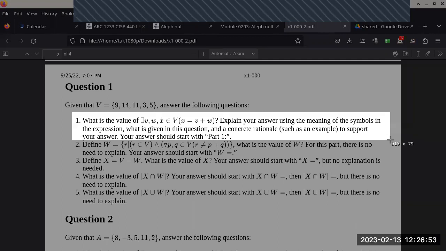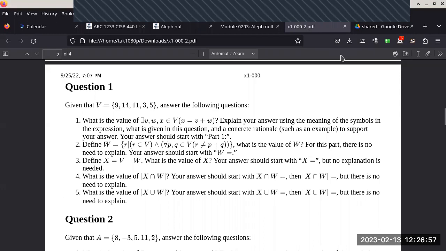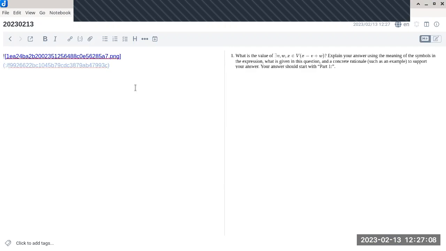I do the lazy way, copy and paste. And then Joplin is kind of nice because it actually allows you to copy and paste from the screen, from the buffer. So I thought, there we go. All right. So the answer to this particular part is when x equals 14.